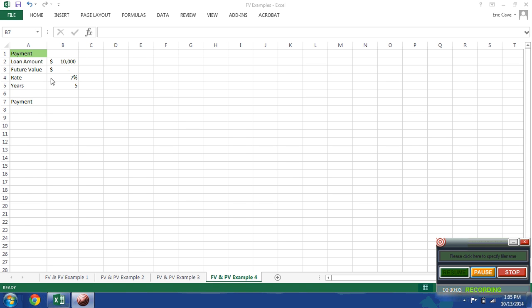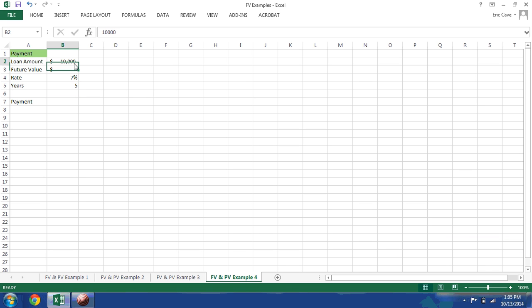In example 4, we're going to look at how you calculate a payment based on a specific loan amount. We'll start with the example. We have a loan amount of $10,000. The future value of the loan is going to be 0 because we want to get the loan paid off. Our interest rate we're going to assume is 6%, and we're going to do this for about 5 years.